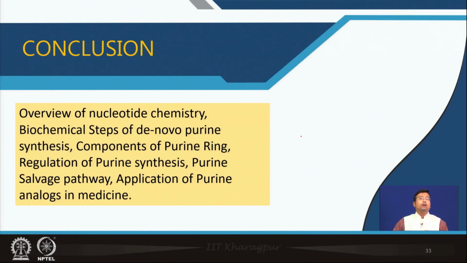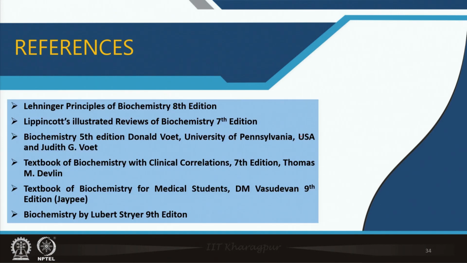So, to conclude, we have discussed the overview of nucleotide chemistry, what are the 10, rather 11, steps of de novo synthesis of purine, the components from which a purine ring is synthesized, the purine salvage pathway, the regulation of both of them, and we have also discussed the application of purine analogues in medicine.